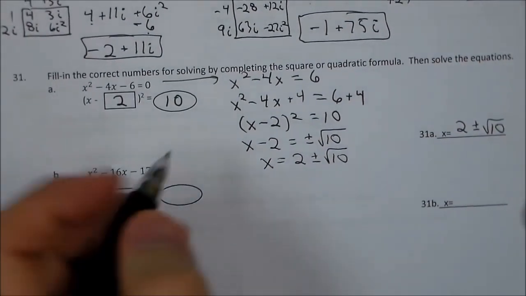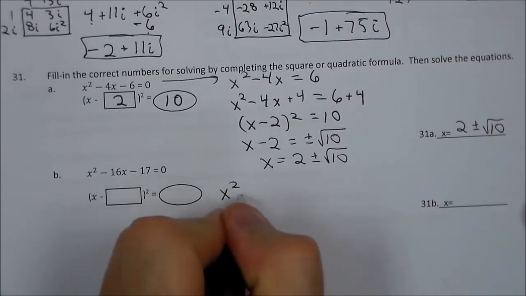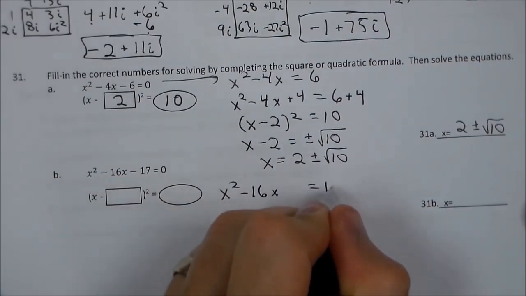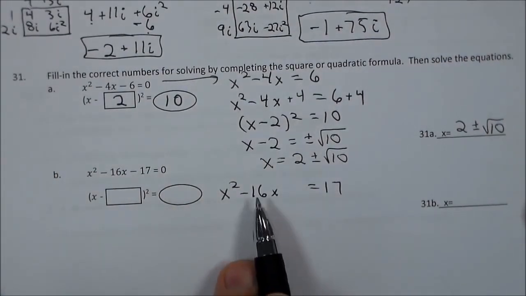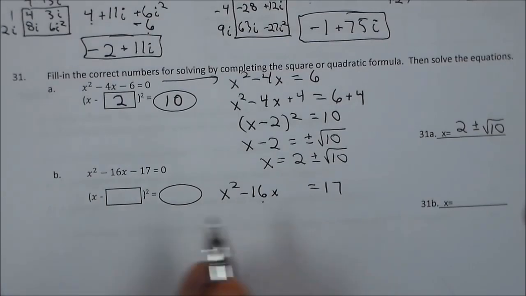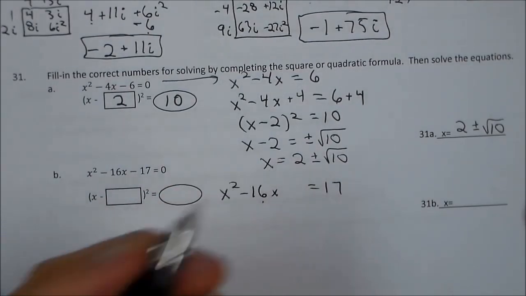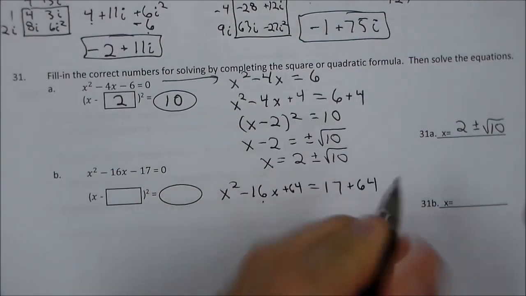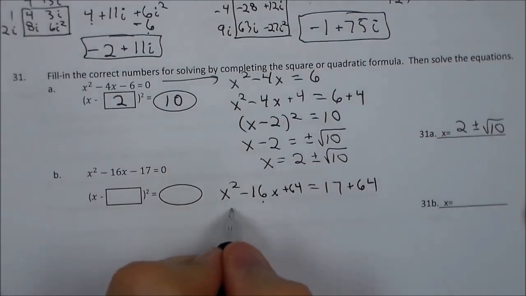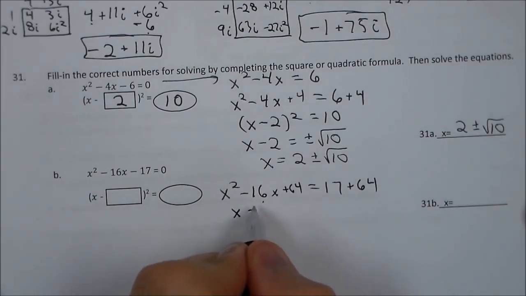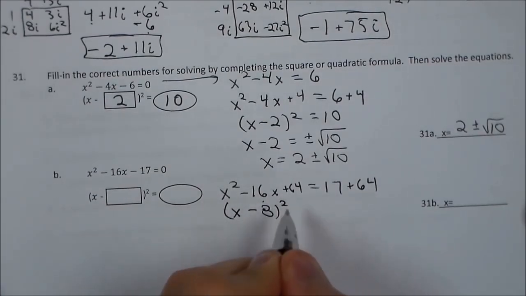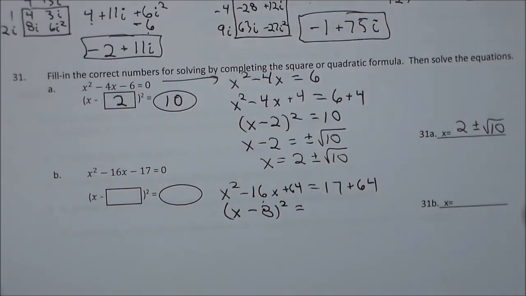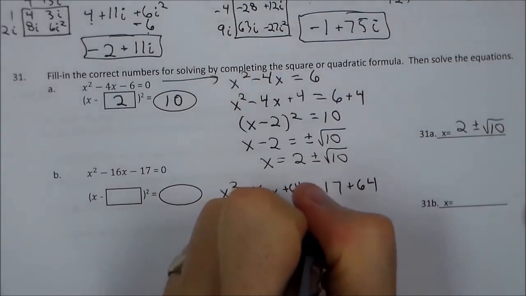Same thing now for b. I'm going to first write it as x squared minus 16x equals 17. I'm going to take half of 16 and square it. Half of negative 16 is negative 8. Squared is 64, and that's always going to be positive there. So then this will factor the left-hand side to be x minus 8 squared. And then the right-hand side is 64 plus 17, which is 81.